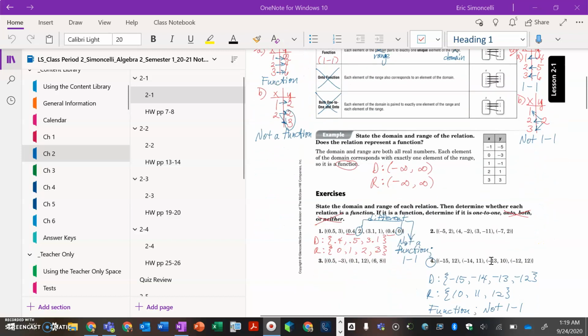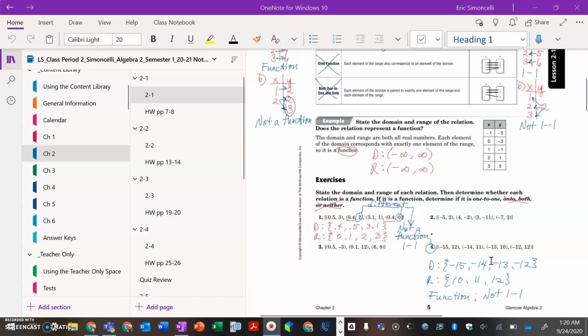In the example, it asks to state the domain and range of the relation shown in the xy table, and whether the relation represents a function. If you take a look, all of your x's are different. Even if any y's repeated, in this case none of the y's are repeated from what I could tell. These x's are all different, so even if all of these numbers were exactly the same, it would still be a function, because each input maps to a singular output. The domain for this particular function is all reals, or negative to positive infinity.